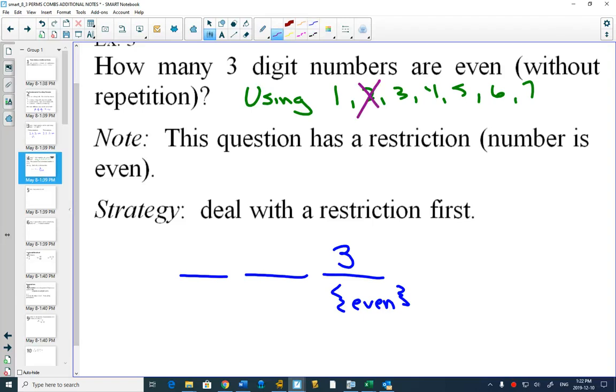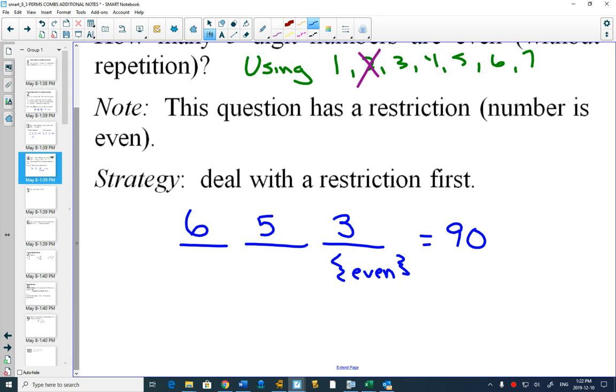So let's say you pick the 2. Now for your first digit, there's no restrictions on it, but how many choices are left? Now there's only 6 numbers that are left that could go there. And then 5 after that. 30 times 3 gives us 90 ways.